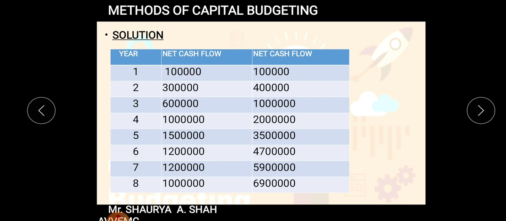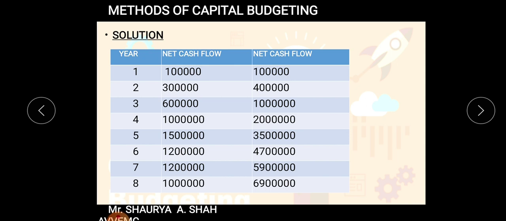Now this shows, cumulative means the total cash flow every year, so that I can find out in which year I am getting my investment back. Fine. So now let's quickly move on to the sum, that is the example which is given.